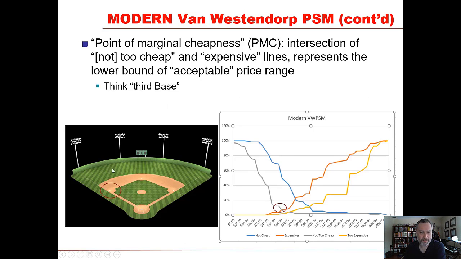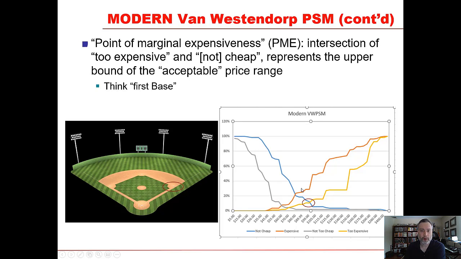So again, here's the baseball diamond, and just to highlight what my thinking is here. Again, the point of marginal cheapness, I would say that's third base. If you just think of that as third base, then you see it over here in the chart. I've circled it here. It's that lowest point of intersection. In this example, that's going to come out to be about $60. The point of marginal expensiveness would be the point furthest to the right. This is first base. And in this case, it would be $99. So in this example, the ultimate finding is between $60 and $99.